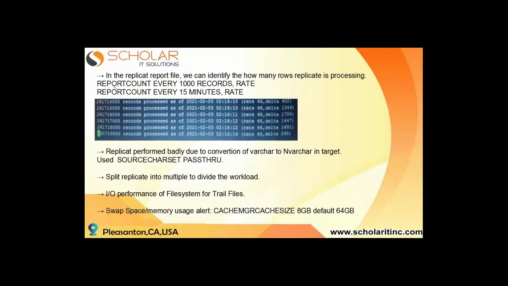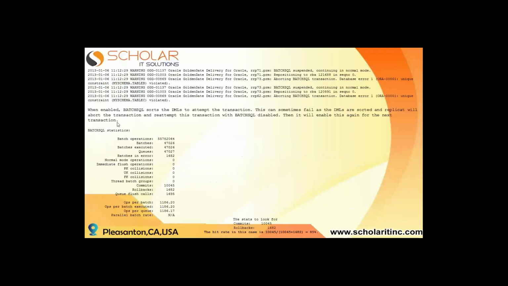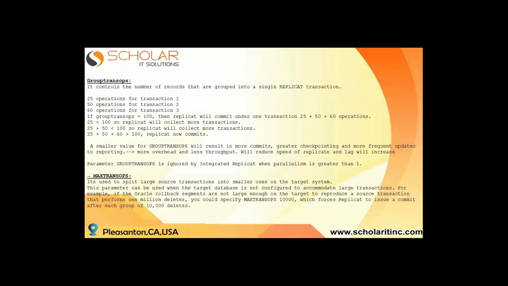Here I gave report count every 1,000 records, so it shows me here, see, 261,714,000, and here it is 5,000, 6,000. So almost every second, not even a second, within that second it is doing 1,000 rows. So I'm fine with it. If this is slow, then you have to check. So this is based on your application flow.